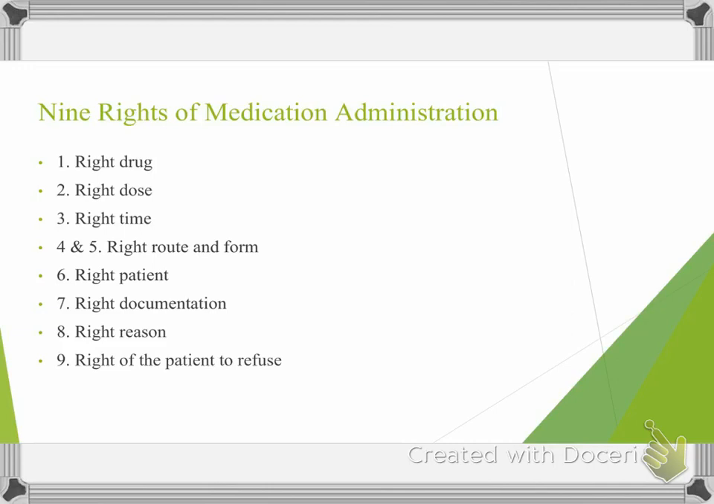The right reason. Why are they getting the medication? Does it make sense that this patient is getting this medication? And then the right of the patient to refuse. But you must explain the potential harm to the patient. You can't just say, okay, you don't have to have it, and not let them know. They need to know the consequences of not taking the medication. You also have to tell the doctor or the prescriber that the patient refused the medication, because he may change his orders depending on that.